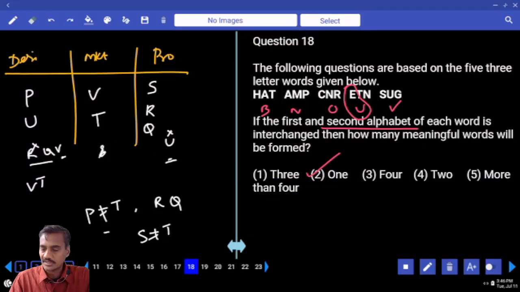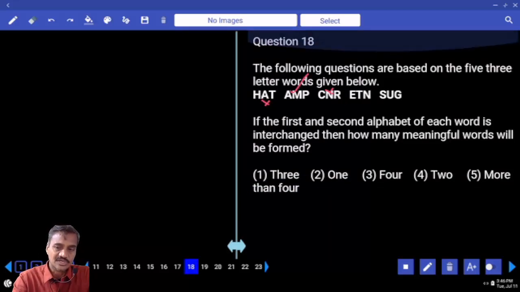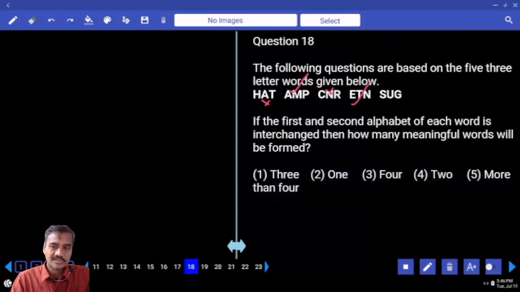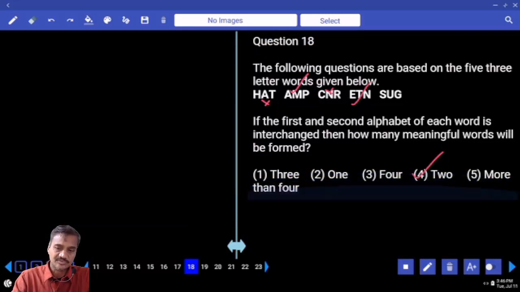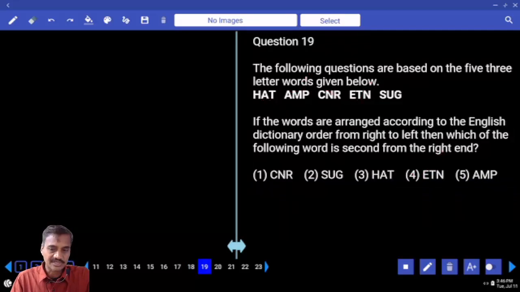Then the 18th one: the first and the second alphabets of each word are interchanged. How many meaningful words? AHT, MAP, NCR, PEN, and USD. And how many words can be formed? 2. And 18, that is choice 4. The next one, 19th one. The words are arranged according to English dictionary order, from right to left. Which of the following will be second from the right? Second from the right, from right to left. This is the first one, CNR is the second one. And that is choice one, question number 19.